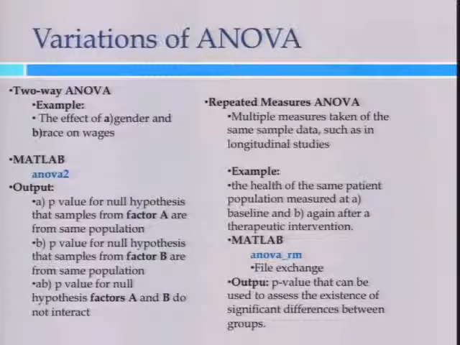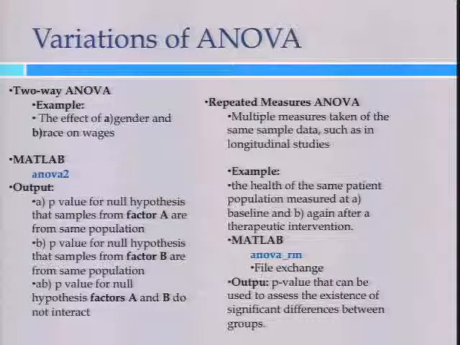In MATLAB, the function ANOVA2 returns 3 p-values, 2 of them testing the null hypotheses that the samples from factor A or from factor B are from the same population, and then 1 testing the null hypothesis that the factors do not have any interaction.